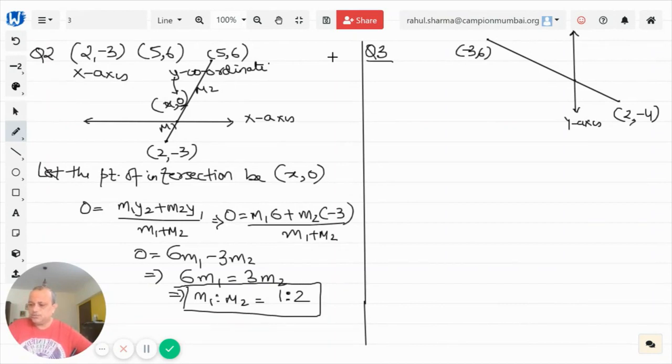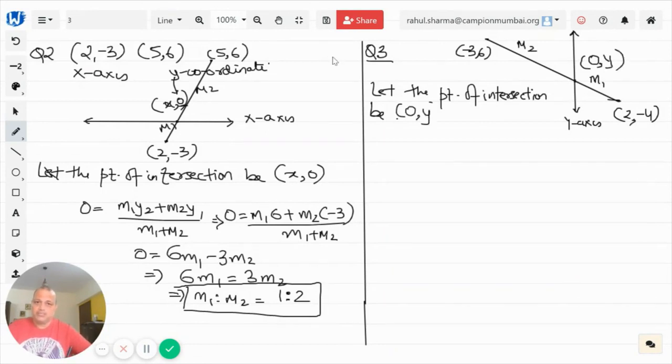Again, in question number 3, in what ratio is the line joining 2, negative 4 and negative 3, 6 divided? So this is point 1 and this is point 2, which means we are looking at M1 and this is we are looking at M2. So let the point of intersection be, again, now since this is intersecting on the y-axis, which means the x coordinate will be 0 and the y coordinate be y. So that is 0 and y.